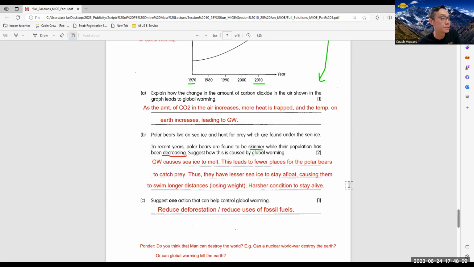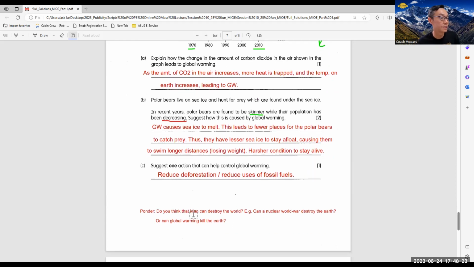Okay, next, suggest one action that helps to control global warming. Either you reduce use of fossil fuel, because when you burn fossil fuel, more carbon dioxide is released. Or reduce deforestation. Yeah, more trees available will absorb more carbon dioxide.